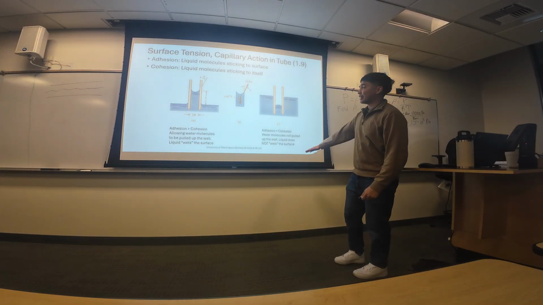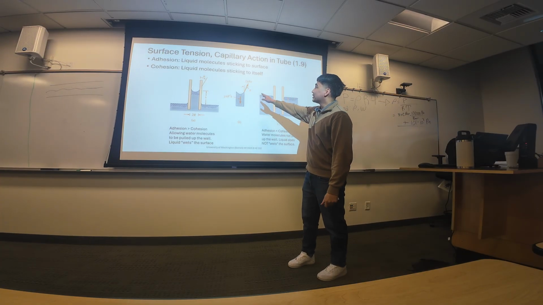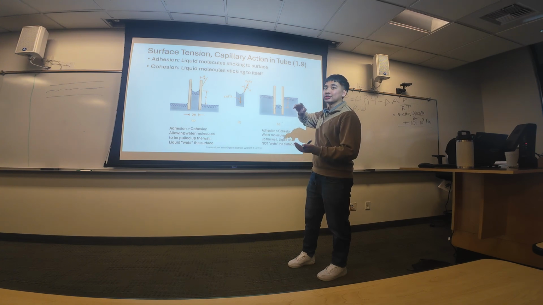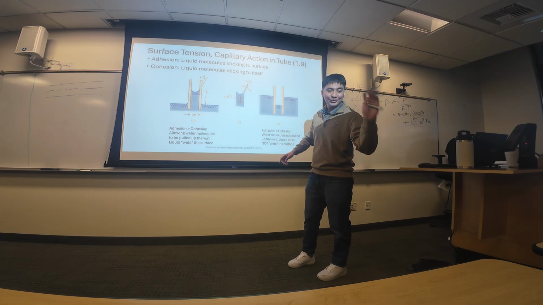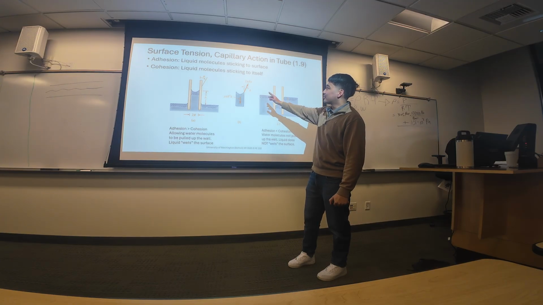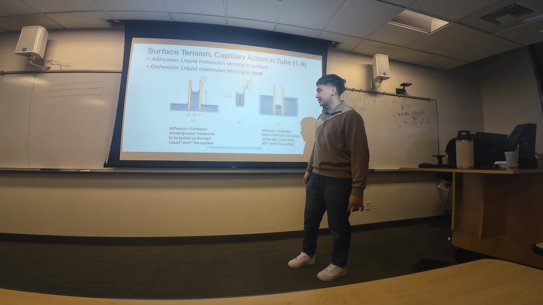So before we understand how this works, we use these two terms, adhesion and cohesion. Adhesion is the liquid molecules that stick to the surface. In other words, that's when you get your surface wet. If I throw this on this table, it's wet. Cohesion is liquid molecules sticking to itself. So just normal water sticking to itself.